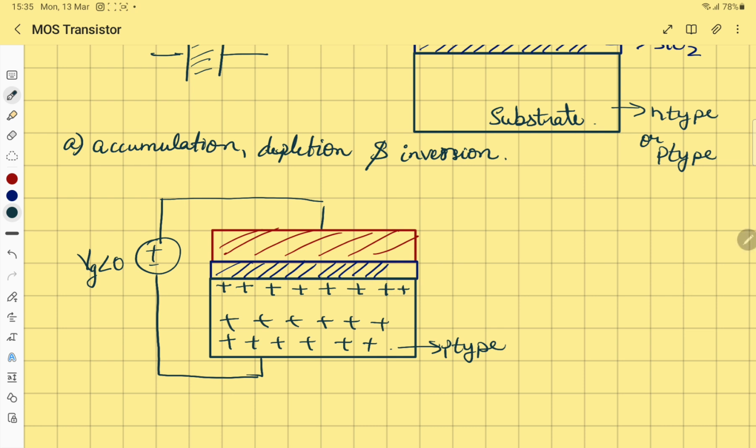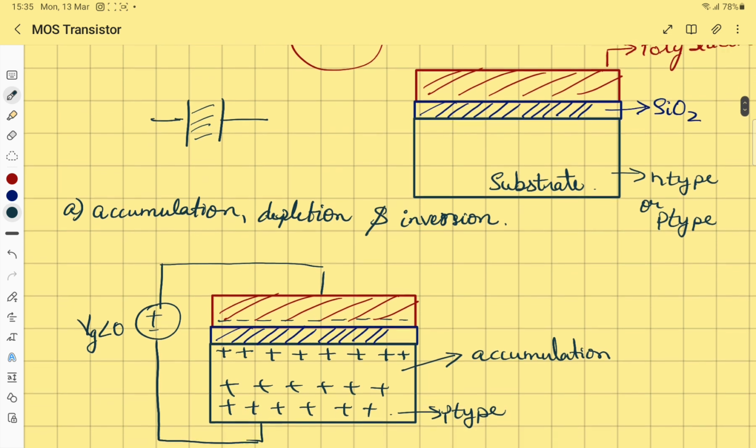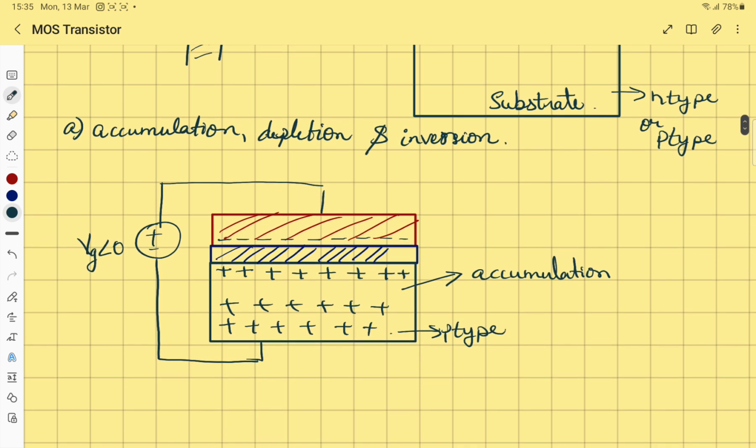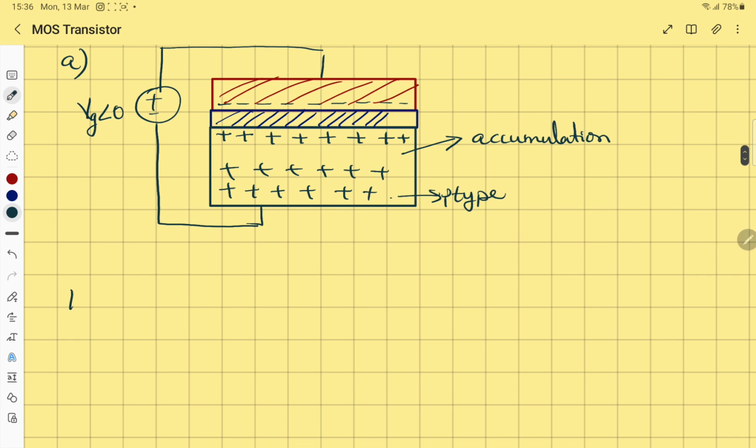And because of this positive charge, there is some negative charge induced on the top side. So this is behaving exactly like a capacitor would behave. And this region of operation is actually the accumulation. Accumulation of the majority charge carriers towards the gate. When I say gate, it means this metal layer or the polysilicon layer. So this is the A, that is the accumulation one. Now we come to the B part.